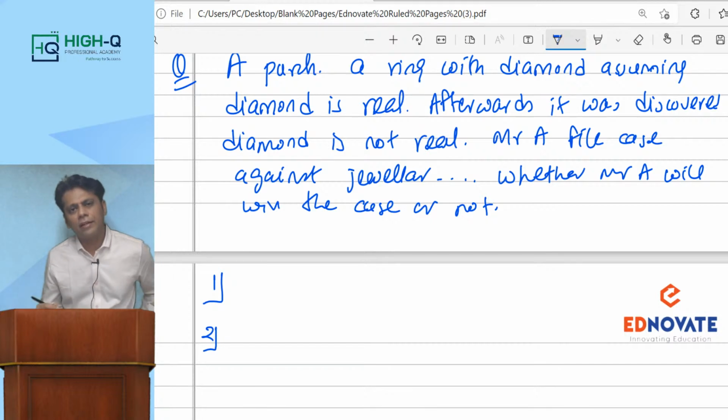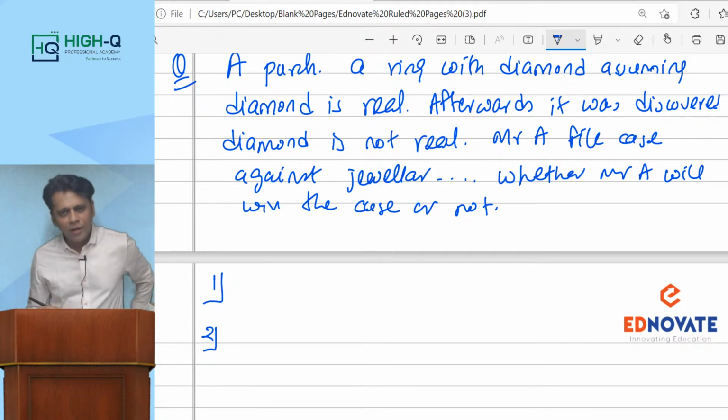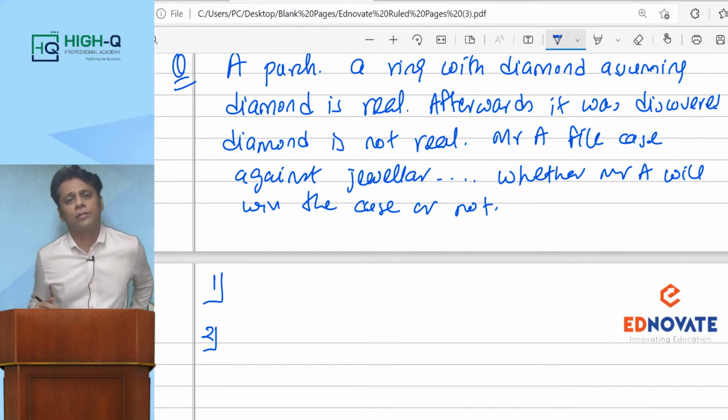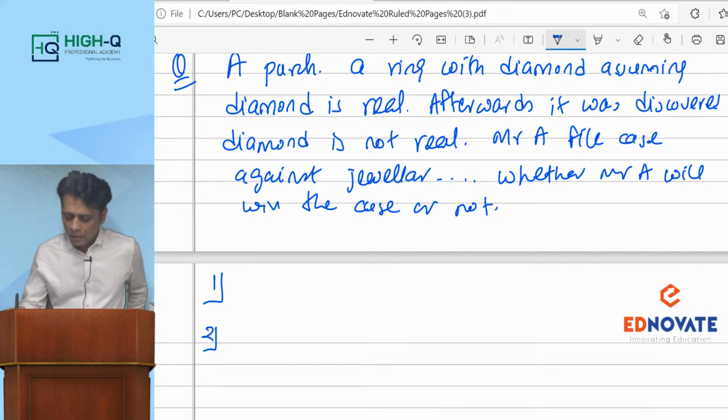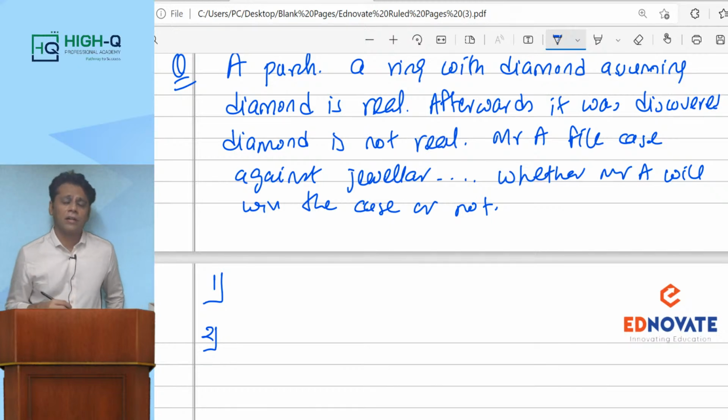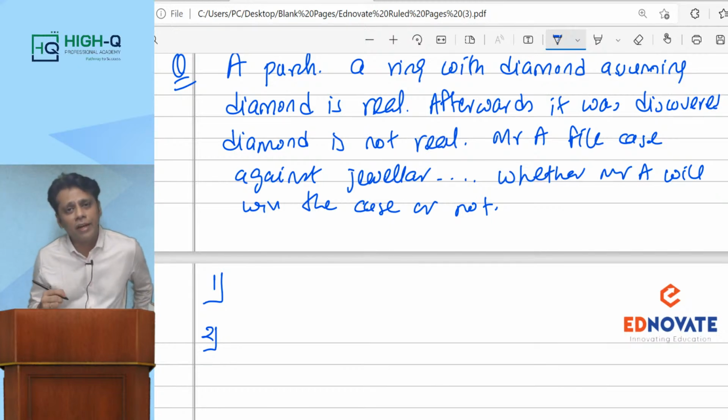Now, in part 2, I told you to connect this. Now, in this case, Mr. A has purchased a ring with diamond, assuming that the diamond is real. Now, he has not made any inquiry with the buyer and he has purchased this. Therefore, it is not the fault of the seller. It is the fault of buyer, Mr. A. He has to make the inquiry for that.